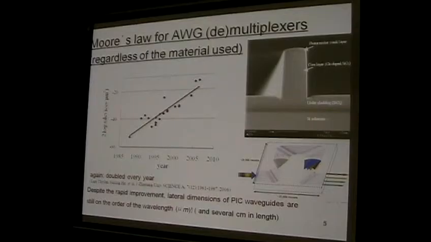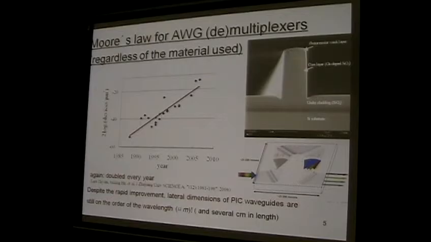Now, if you look at a very specific device like an arrayed waveguide grating, which has been widely used in the backbone of optical communications, for any kind of material, we just pick the best result for the AWG, this specific device, and we plot this curve. And again, it shows that the integration density for this specific device doubles every year. So this is amazing. Photonic integration developed even faster than microelectronics, which is kind of a surprise to most of us.